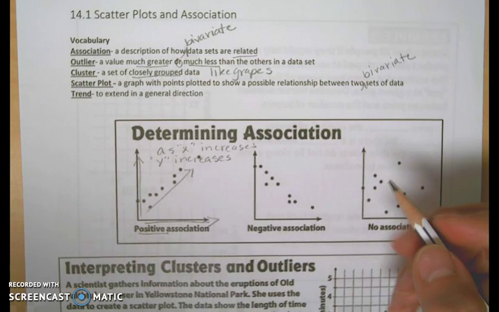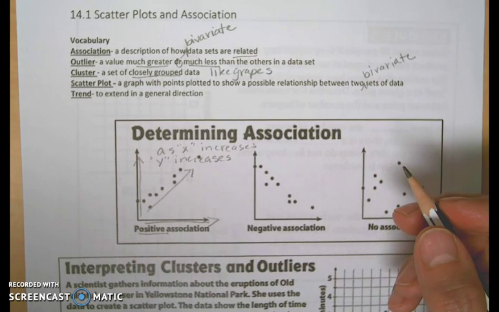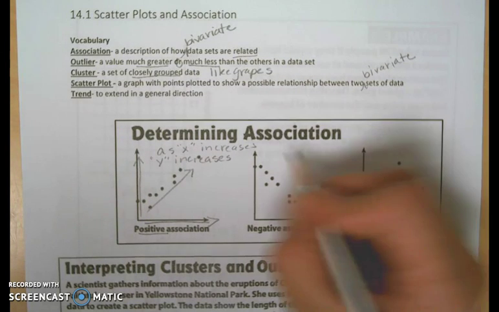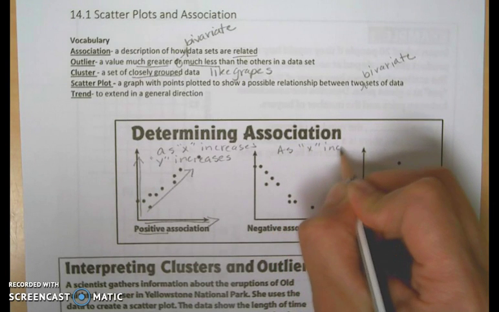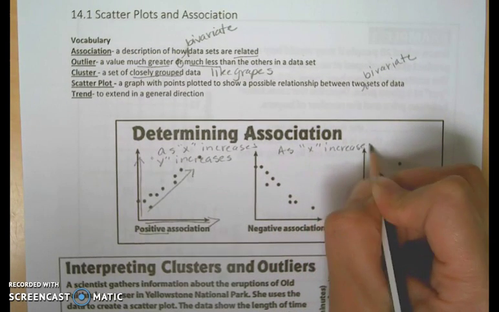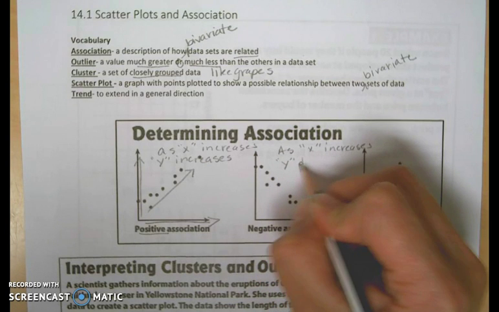A negative association is where, as one data set increases, the other decreases. As x increases, y decreases.